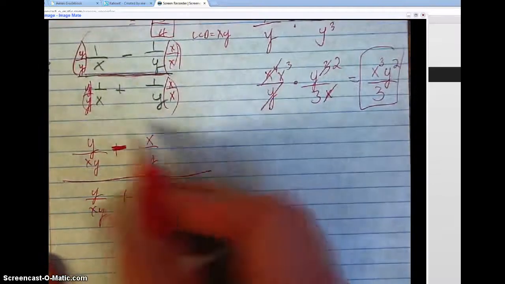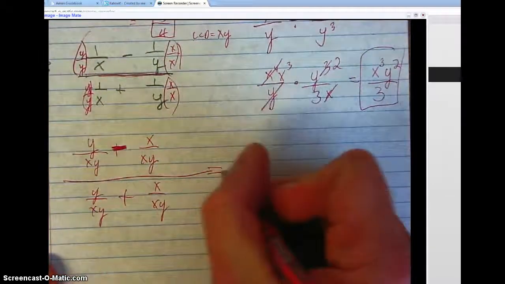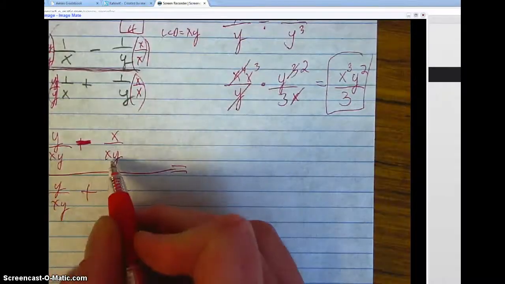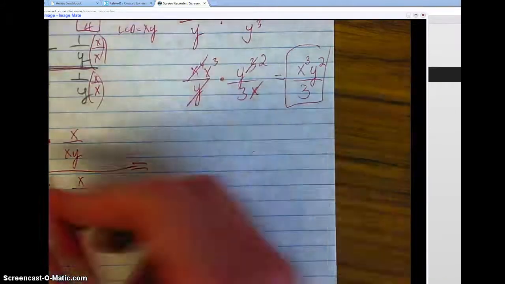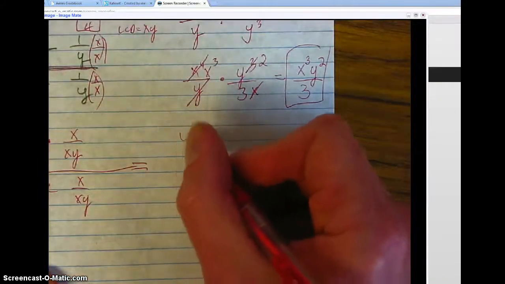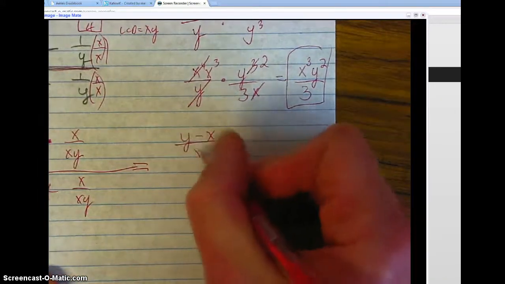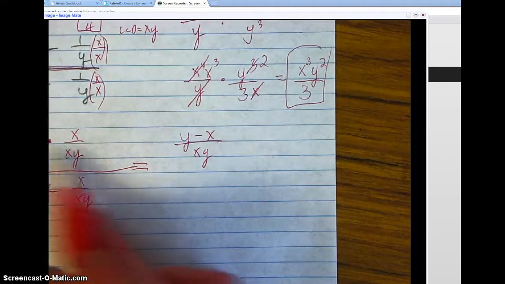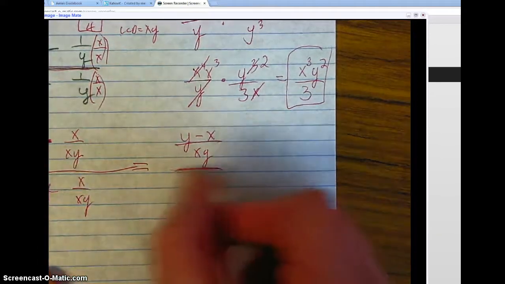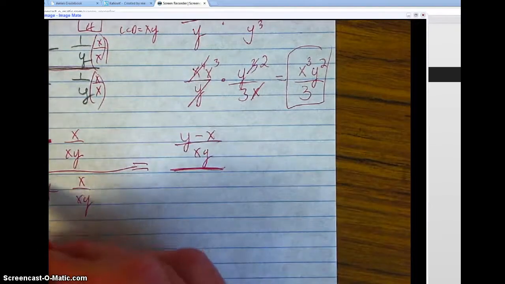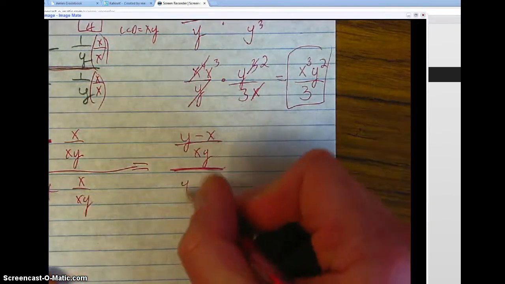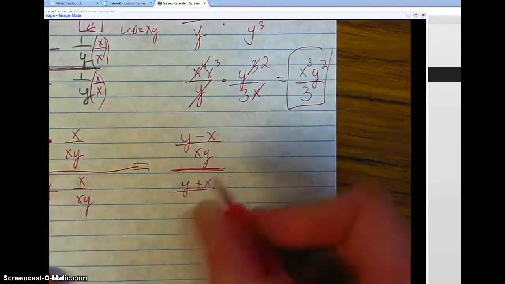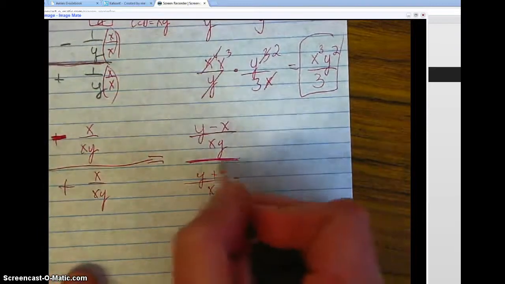Now, since these have the same denominator, let me rewrite it to the right here. xy and xy are the same. What is y minus x over xy? Well, let me just write what I just said. y minus x over xy. That's the sum or difference between these two fractions here. Divided by y plus x over xy. Now, let me make sure that you understand.